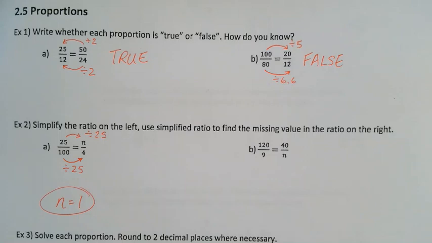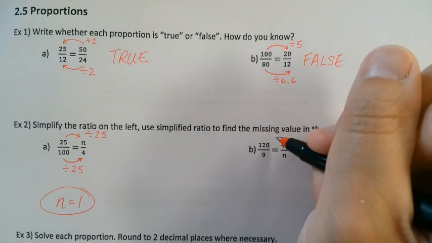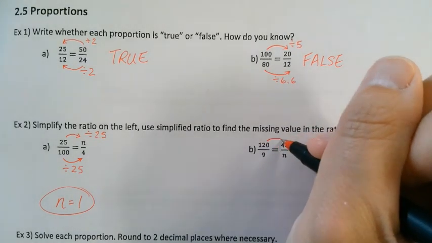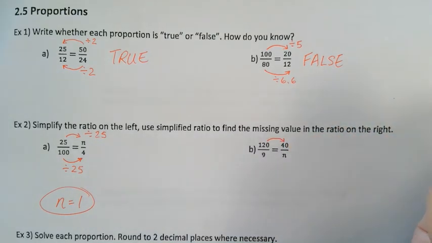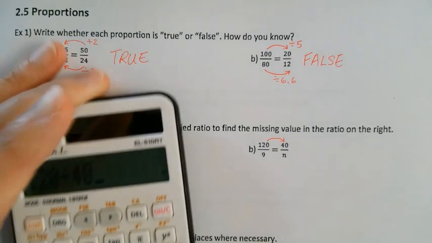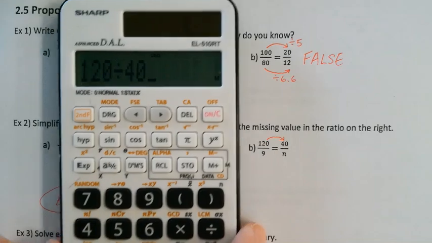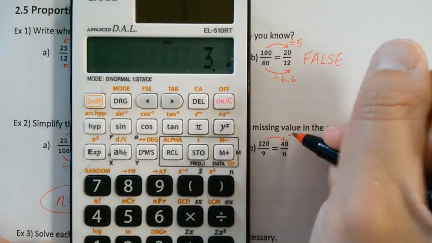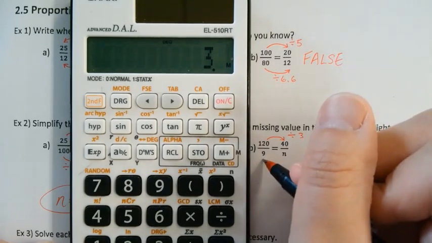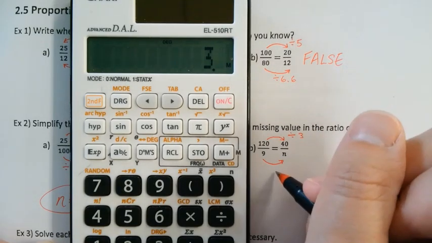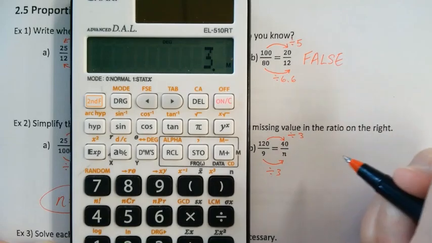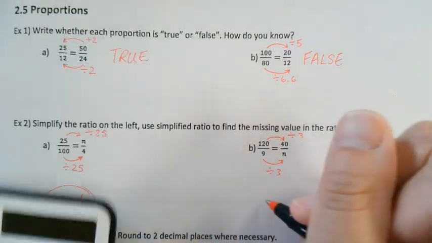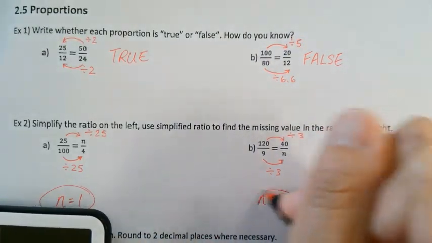Okay. What about right here? 120 divided by 40. 120 divided by 40 on your calculator. You see that you're dividing it by 3. So on the bottom, that means I should divide by 3 as well. 9 divided by 3 equals 3.